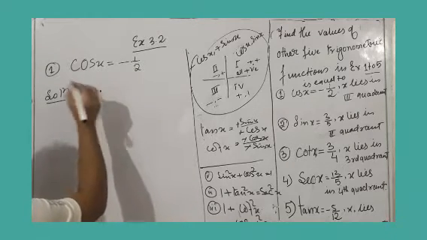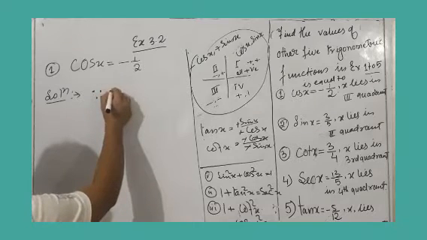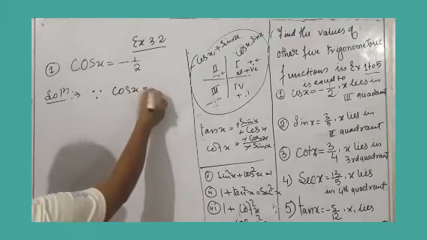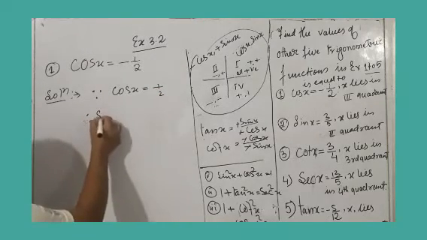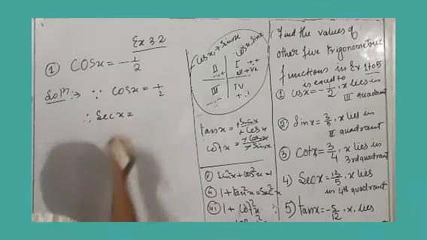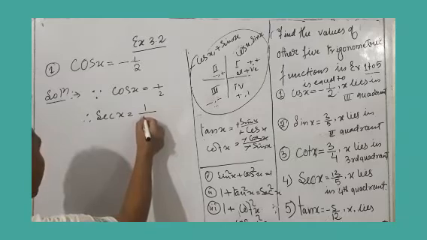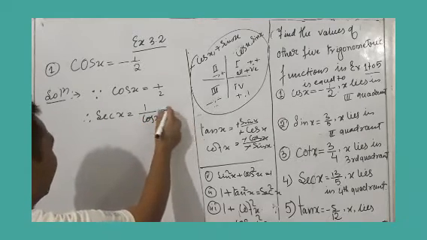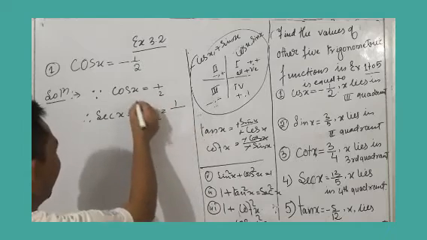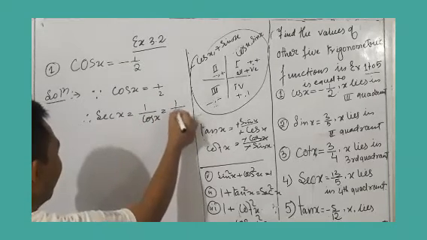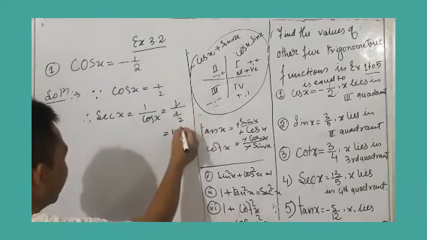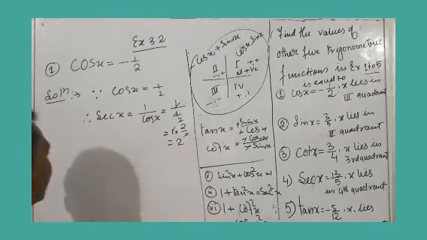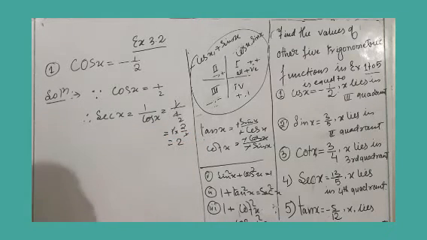Since cos x equals 1 by 2, therefore from this, sec x equals what? Just the reciprocal of that. So the value of cos x is 1 by 2. So 1 by 1 by 2, it will be reversed, 2 by 1. So 1 cancels, so it equals 2. Correct?